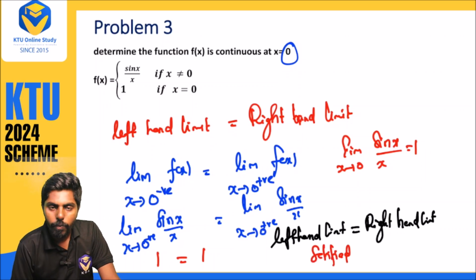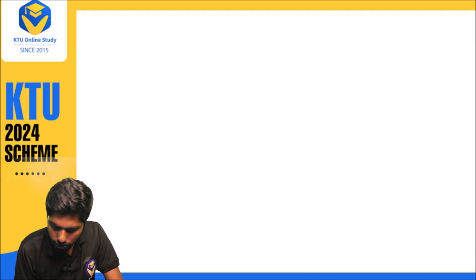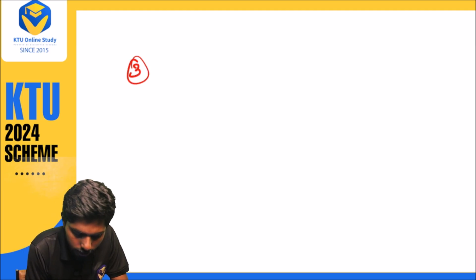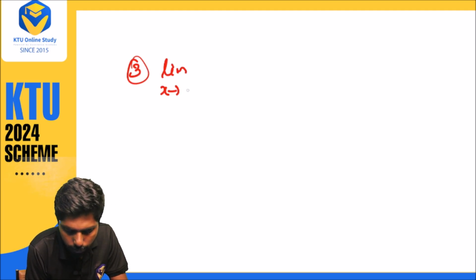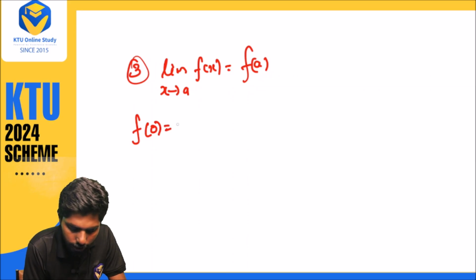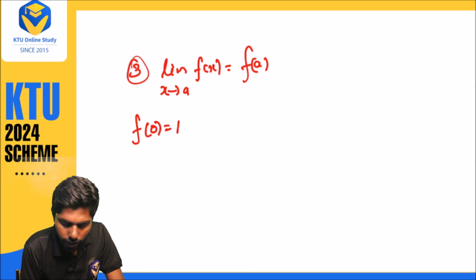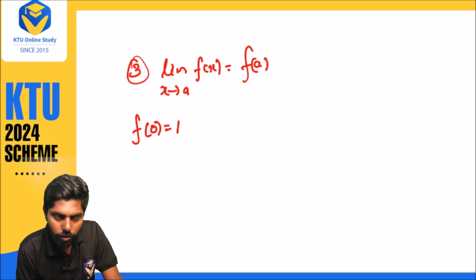Now what about the third condition? What is our third condition? It is the limit as x approaches a of f of x equal to f of a. So we can solve it. What is our f of a? F of a is equal to 1.